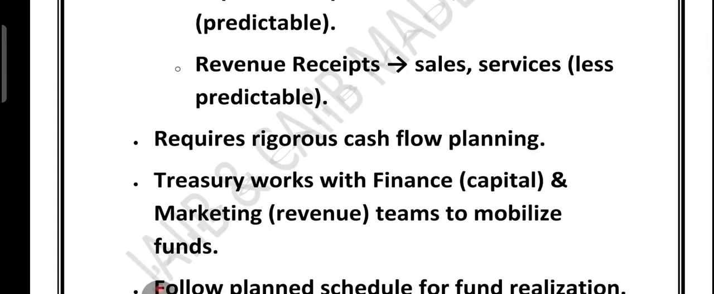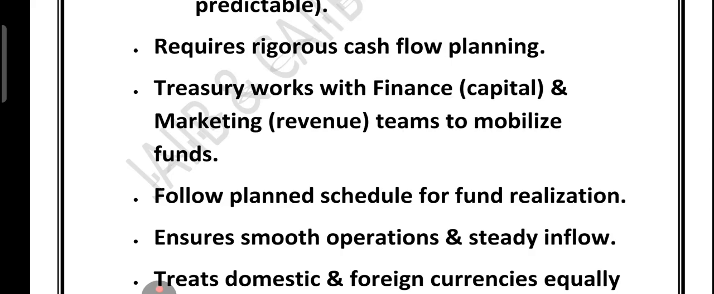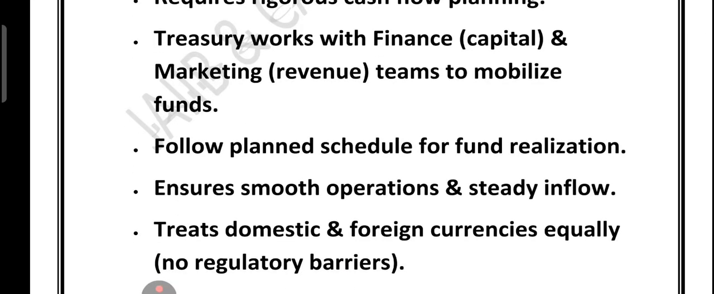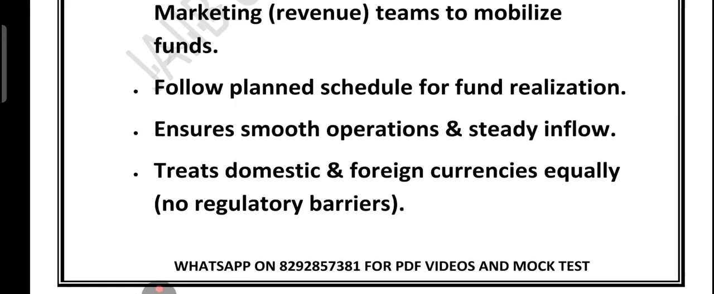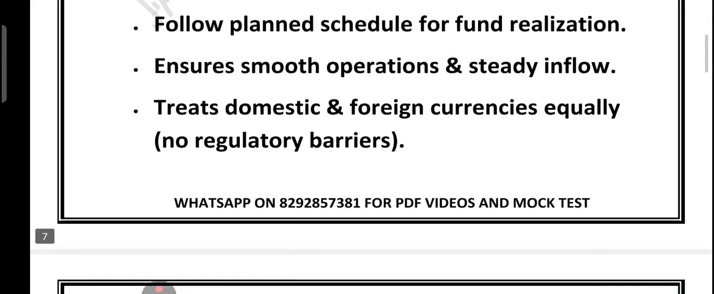That's why treasury teams must do rigorous cash flow planning to make sure that money comes in on time. They coordinate closely with the finance department. With they, I mean whom? Treasury department. The treasury department coordinates closely with the finance department for capital fund and the marketing department for revenue inflow to mobilize fund effectively. You can see the close coordination between all these departments, right? It is inseparable. Following a planned schedule for receiving fund helps maintain a smooth operation and steady inflow of cash. And remember, both domestic and foreign currency are treated equally for fund management. There are no regulatory barriers in this context.